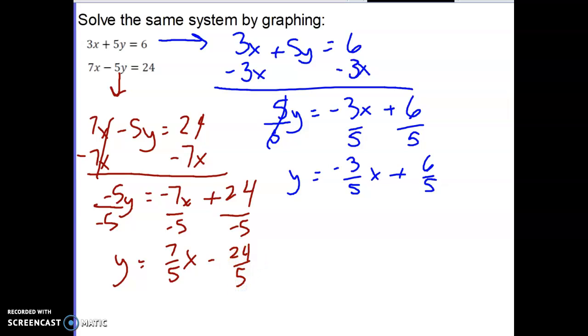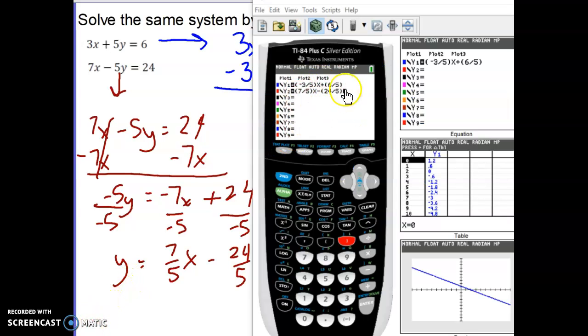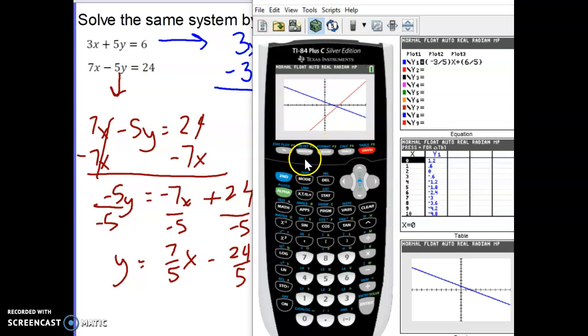And I get that. So again, I'm going to want to put both of those in fraction form in my calculator. All right, I have everything typed into my calculator here. Let's hit graph. There's the top one, there's the blue one. And there's the bottom one, there's the red one. Okay, let's see if we found the right point.